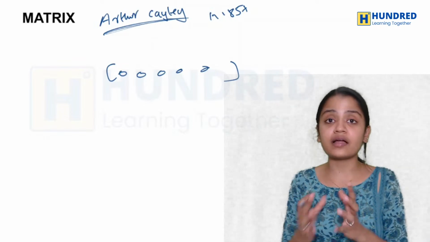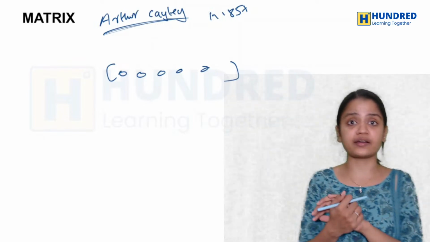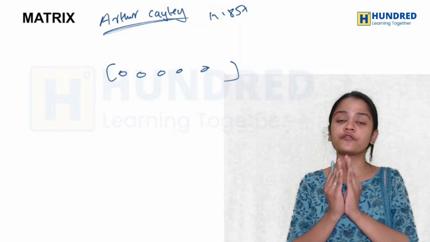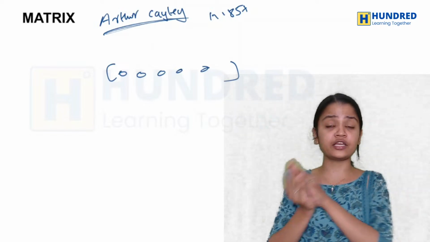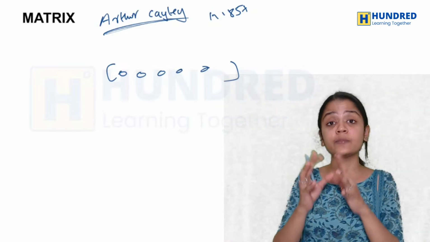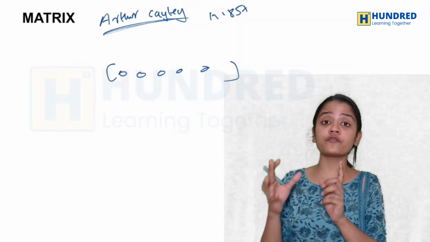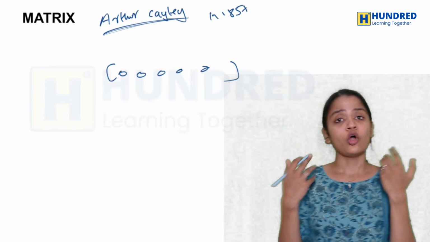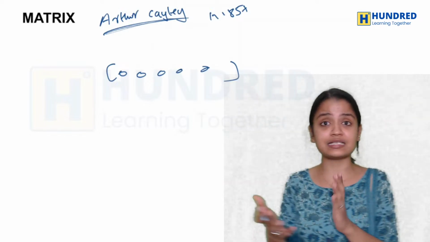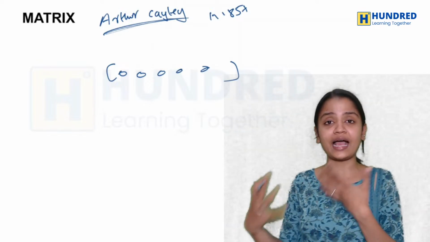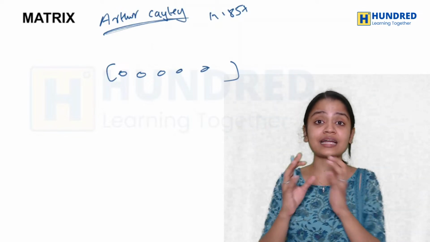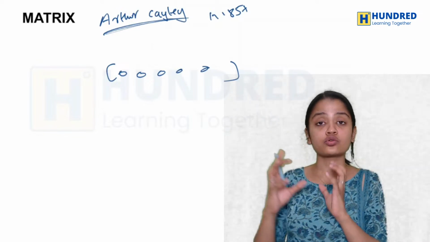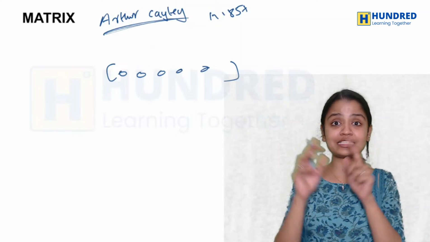Now the applications of matrices. For example, if you're taking a photo of yourself on your phone, that will be saved as pixels. If you have noticed, it will be like 360 cross 520 or 1000. You'll have pixels, right? Even in YouTube, we have pixels. So basically, that is actually a matrix. Your image in your phone is saved as a matrix.